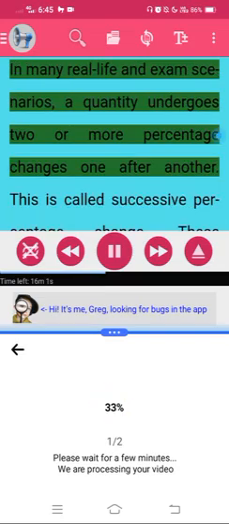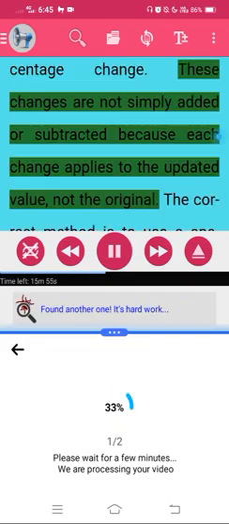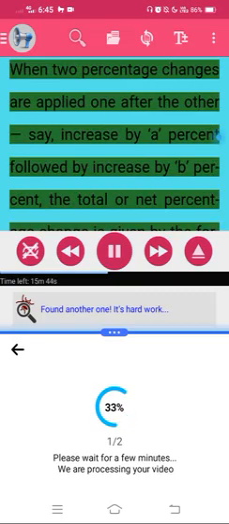Successive percentage changes. In many real life and exam scenarios, a quantity undergoes two or more percentage changes one after another. This is called successive percentage change. These changes are not simply added or subtracted because each change applies to the updated value, not the original. The correct method is to use a specific formula that accounts for the compound effect of both changes.